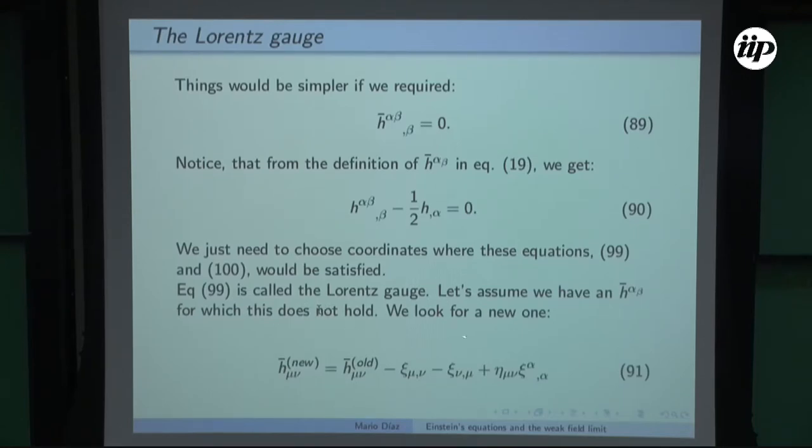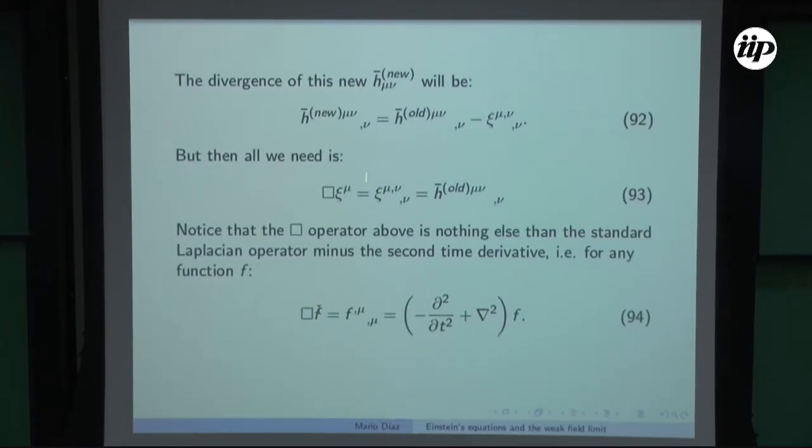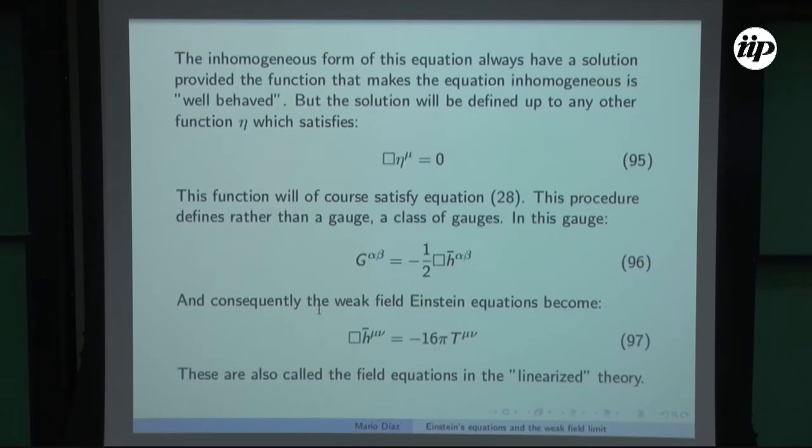And if we assume that h bar does not behave like this, then we look for a new one. The new one, we're going to write it like this using the freedom of the gauge transformation. The divergence of the new one is going to be written like this. And all we're going to need, essentially, is to have the box operator, which is the standard Laplacian operator minus the second time derivative, behave like this. So this is a requirement that we need to have. So for the inhomogeneous form of this equation, we have a solution, and if we find a well-behaved solution for the inhomogeneous part, this solution is always going to be defined up to a function that has the box operator equal to zero, or Laplacian in four dimensions, if you want.